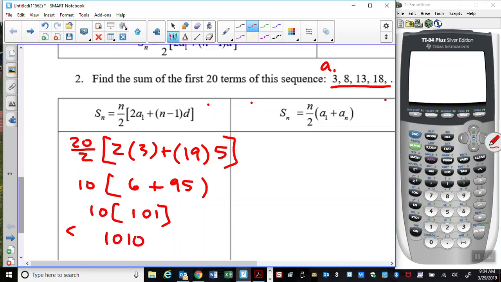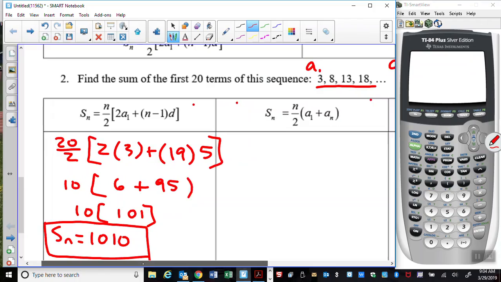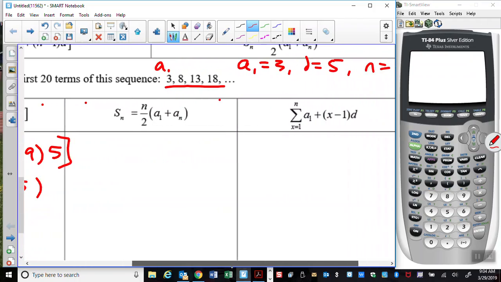All right, so S sub n, or the sum of this series, is 1010. If you have a pretty good feeling for this, go ahead and try the next two. You might need to find some other information to do it. I'm going to walk through it anyway, but if you feel good about it, pause the video and try them.